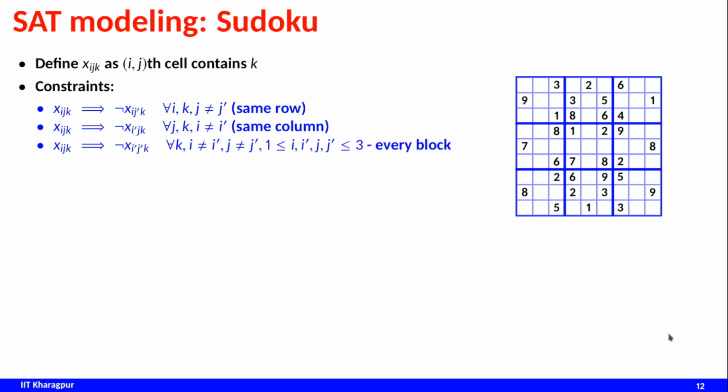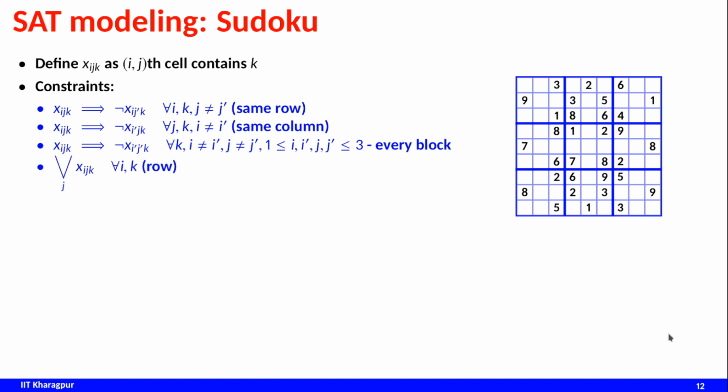And a similar constraint we need to put for every block of size 3 cross 3. So we have to select the indices i, j and i prime, j prime in such a way that they lie in the same block.